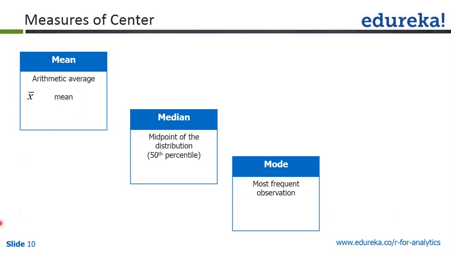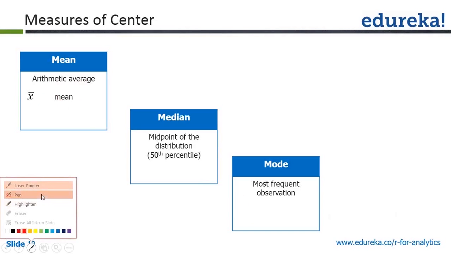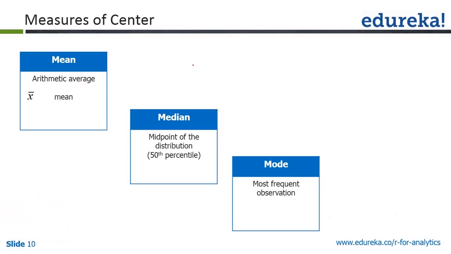Okay, so this is a very simple concept. We'll not be spending much time, and I'm sure all of you must be able to do this. Let's assume the heights of a few people are measured: one person's height is 5, another person's height is 6, and the other person's height is again 5. When you're talking about mean, or the arithmetic average, you just add these numbers and divide by the total number.